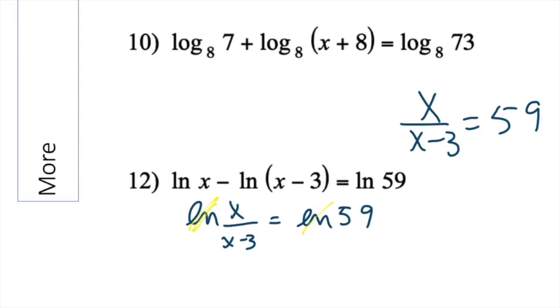We're going to move the x minus 3 up to multiply to the 59. So we'll have x equals 59 times x minus 3.